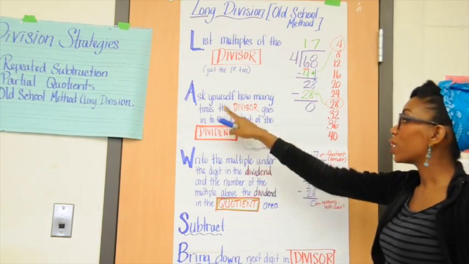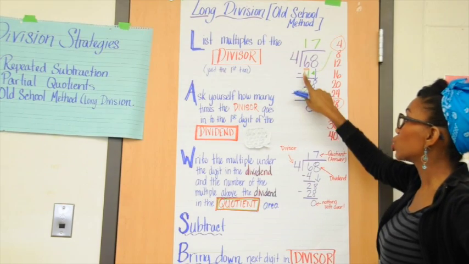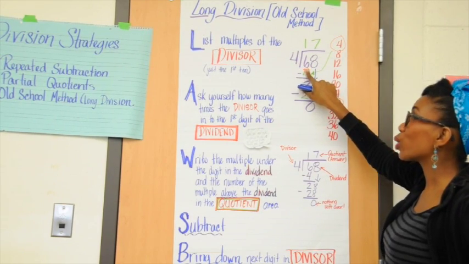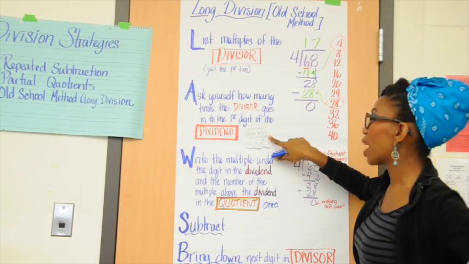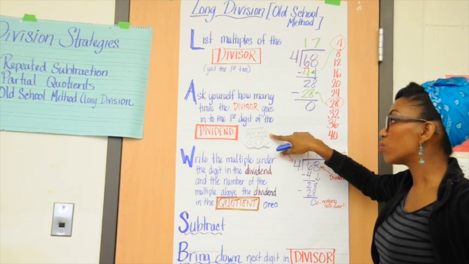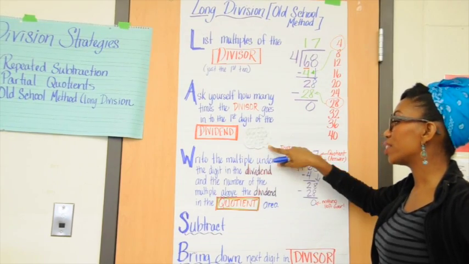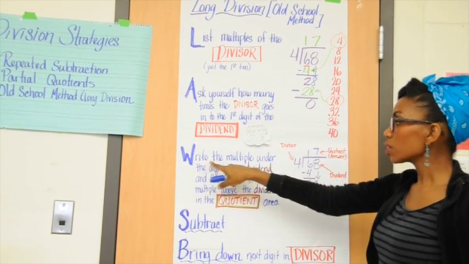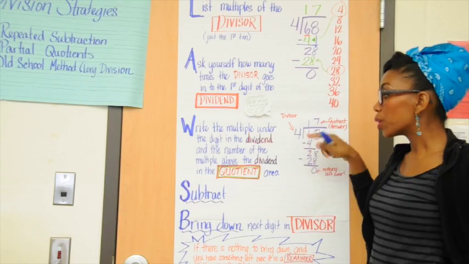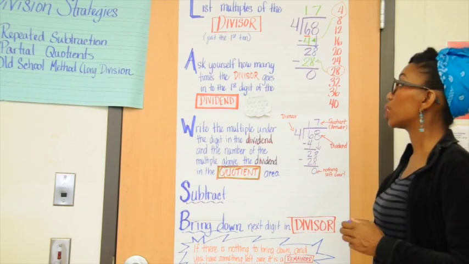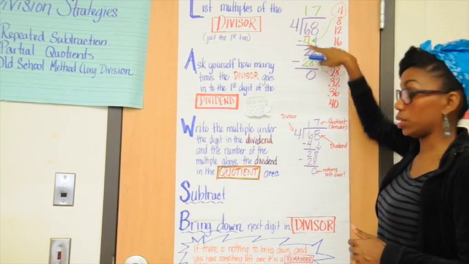Then the next step is that we ask ourselves, how many times does our divisor go into the first digit of the dividend? So if I'm looking at this problem, how many times does 4 go into just that 6? Okay, now for some of us that question is a little bit confusing, so we can ask ourselves which multiple of our divisor is closest to or equal to, but not more than the digit. Then we're going to write the multiple under the digit in the dividend and the number of the multiple above the dividend in the quotient area. So remember, 4 times 1 equals 4, so I put the 1 up here and the 4 down here.